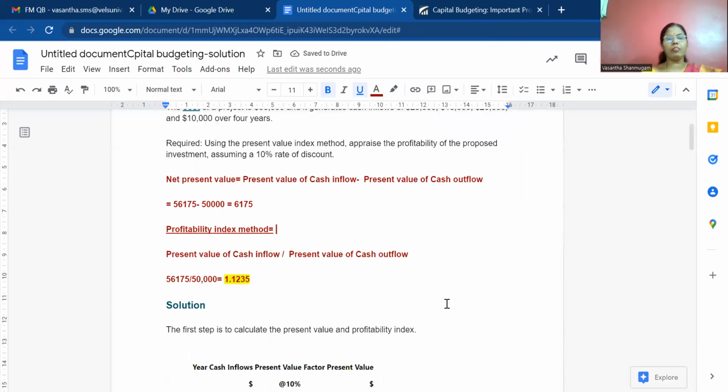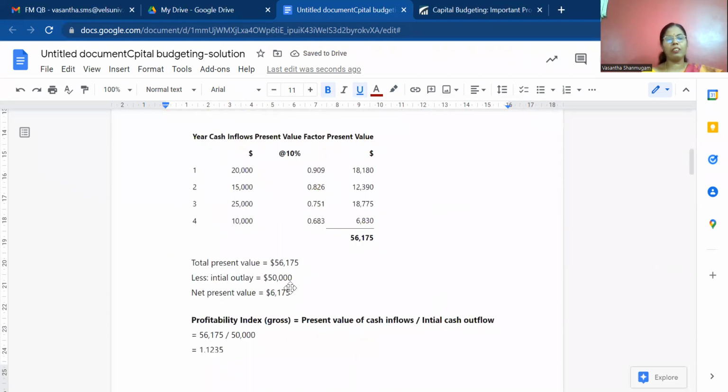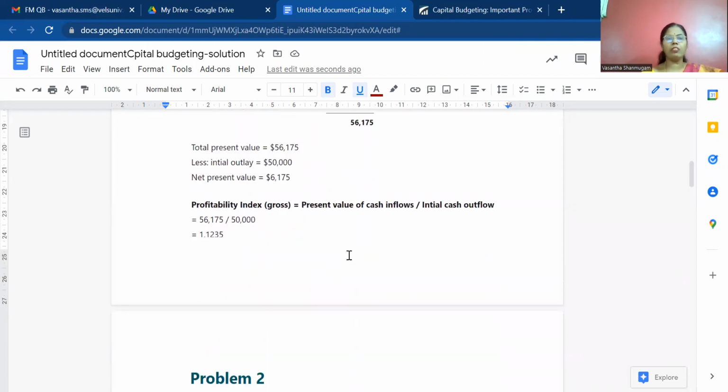Understand? This is the net present value method. Here again I repeat, take all the cash inflows and the discounting factor, multiply both, and you will get the present value of cash inflow. Then you deduct the cash outflow from the cash inflow. In the case of the profitability index method, cash inflow divided by cash outflow. If the value is more than 1, we can accept.